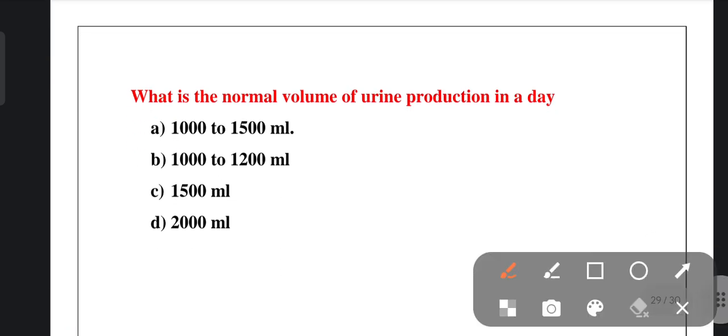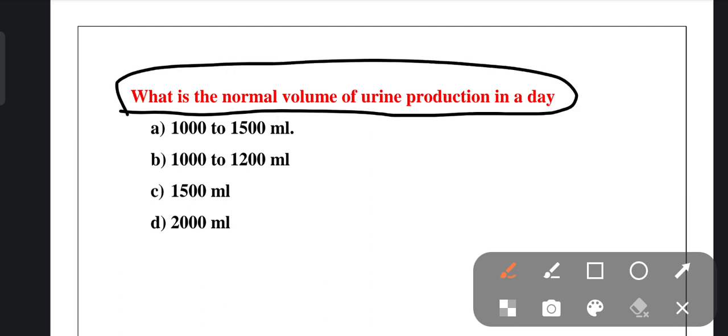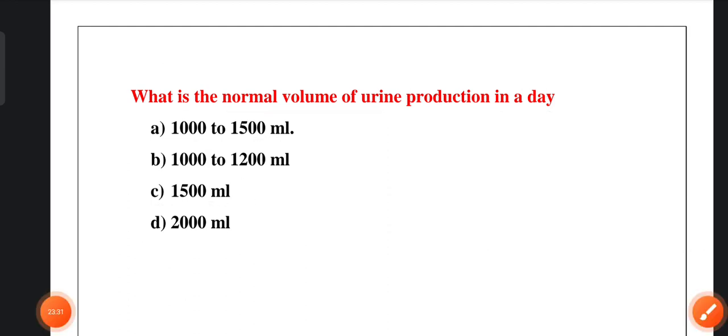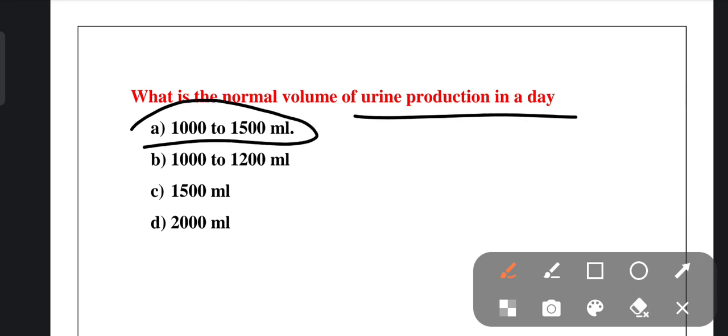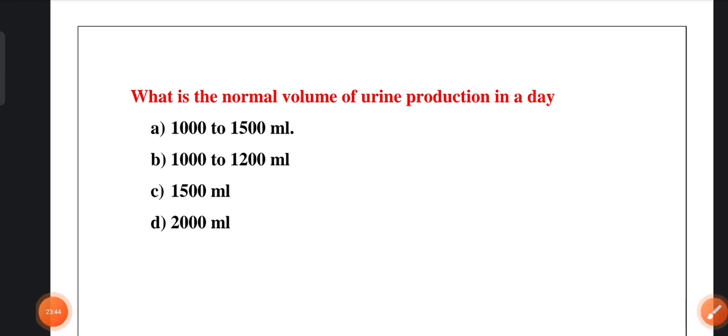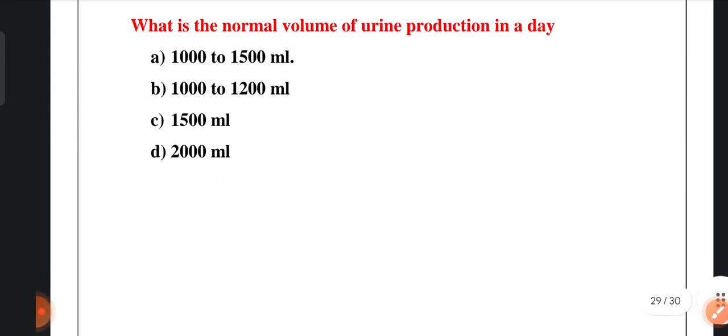The next question is, what is the normal volume of urine production in a day? Per day, how many ml of urine is produced by the kidneys? Options are 1000 to 1500 ml, 1000 to 1200 ml, 1500 ml or 2000 ml. The normal urine output is 1000 to 1500 ml. When there is more production of urine, it is called polyuria. When urine production decreases, that is called oliguria.